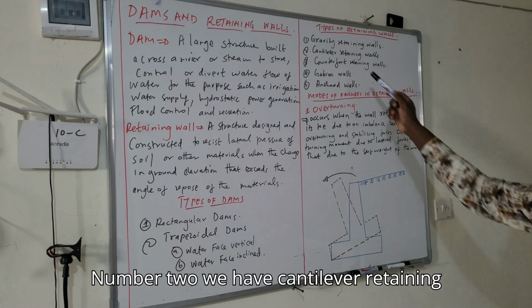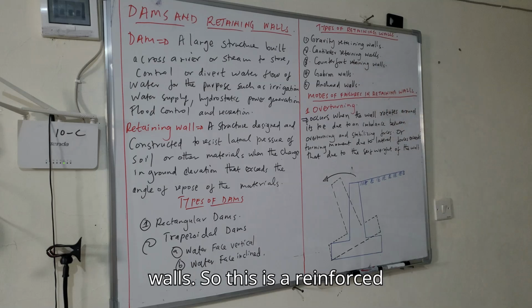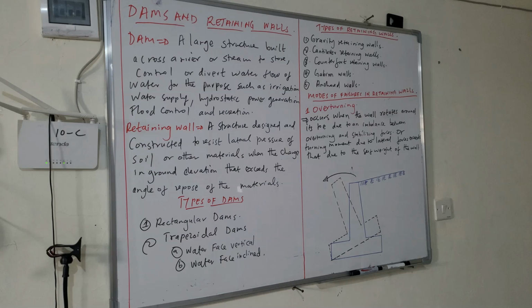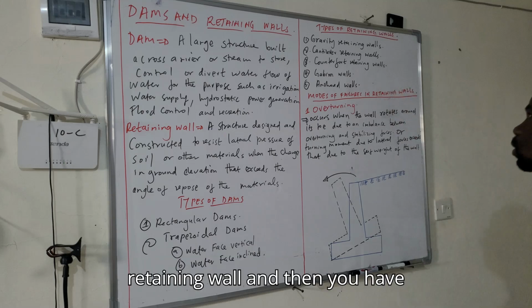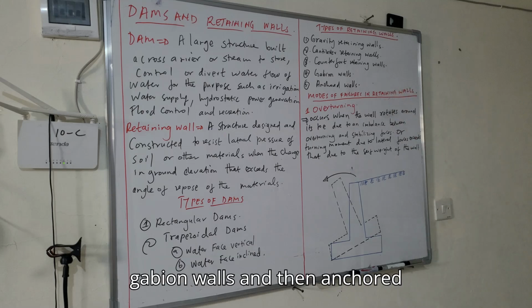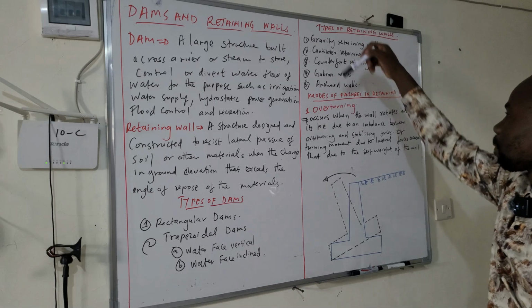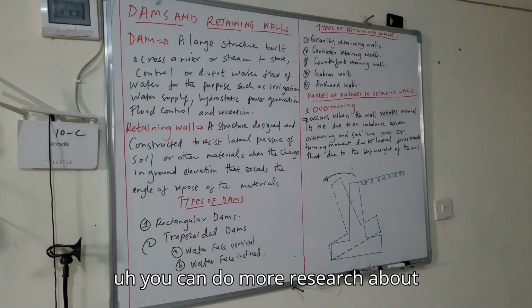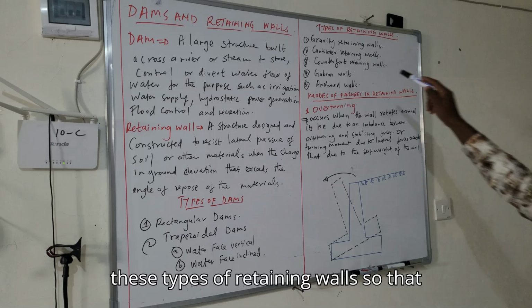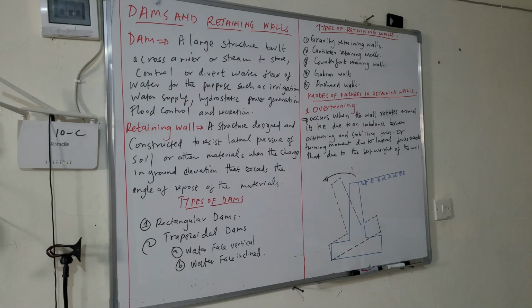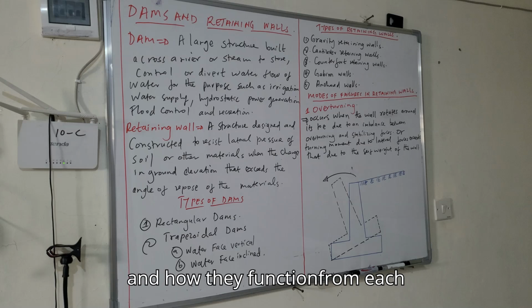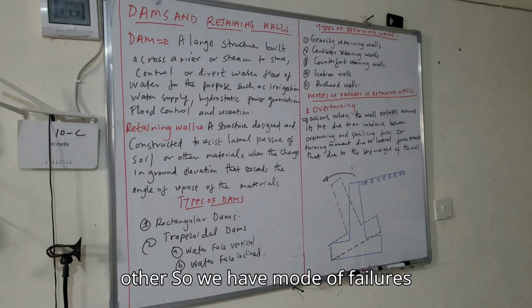Number two, we have cantilever retaining walls. This is a reinforced retaining wall. It has reinforcement bars. Counterfort retaining wall, and then you have gabion walls and then anchored walls. In your free time, you can do more research about these types of retaining walls so that you may know them better and how they function differently from each other.